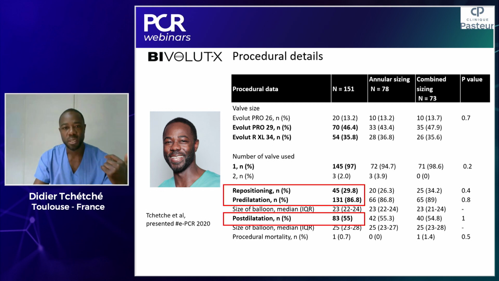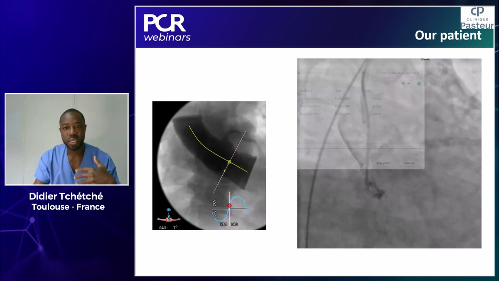majority of the cases, repositioning, resheathing and repositioning when necessary to achieve landing across the annulus but quite high, and post-dilatation in close to 2/3 of the patients. These are the key aspects of the procedure. So let's come back to our patient.